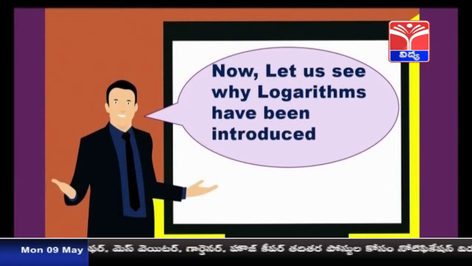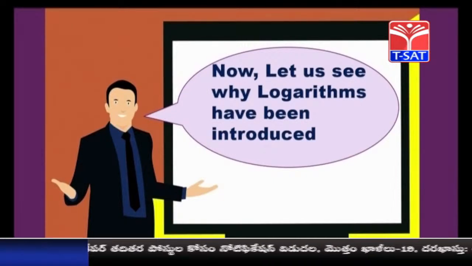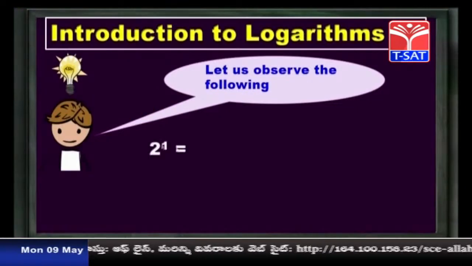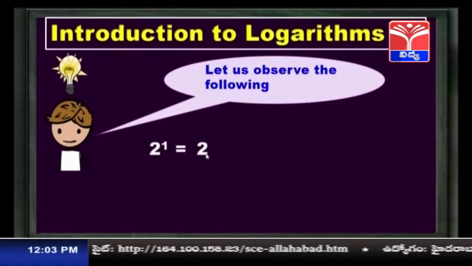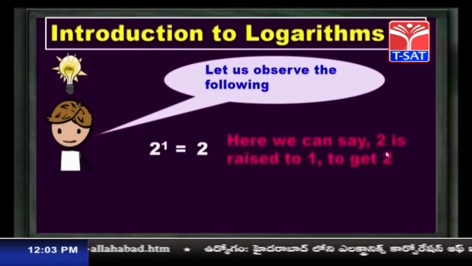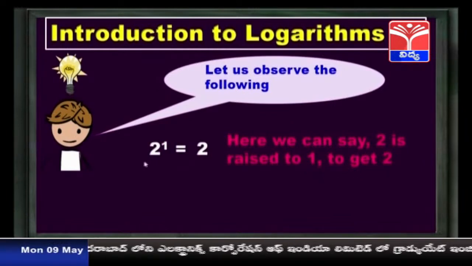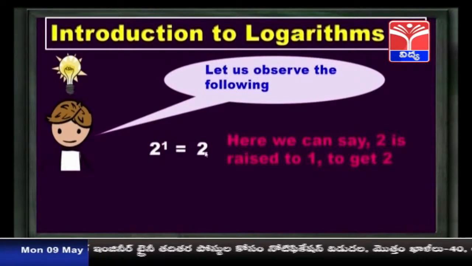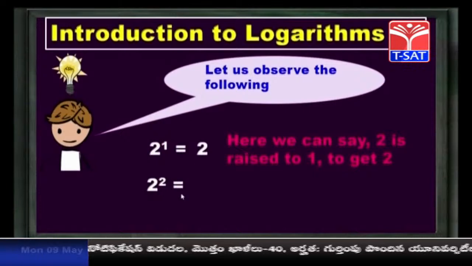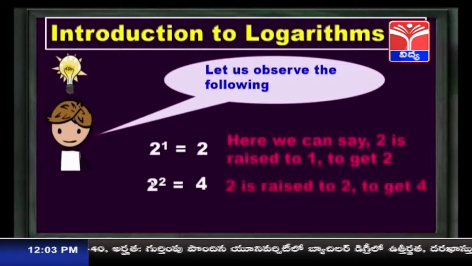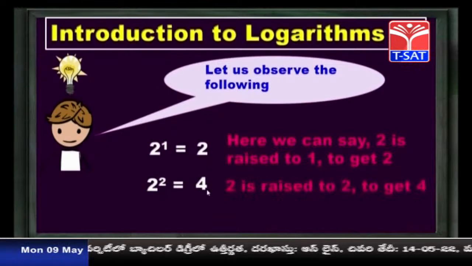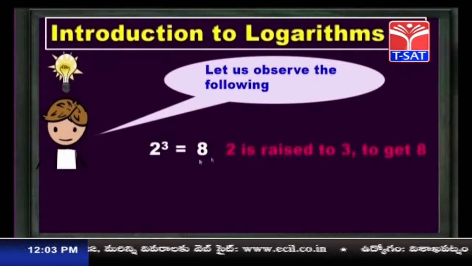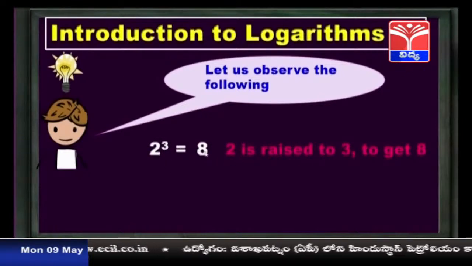Now let us see why the logarithms have been introduced. Let us observe the following: 2 power 1 is equal to 2. Here we can say 2 is raised to 1 to get 2. Same way, if I write 2 square is equal to 4, what we can say? 2 is raised to 2 to get 4. 2 power 3 is equal to 8, this we can say as 2 is raised to 3 to get 8.